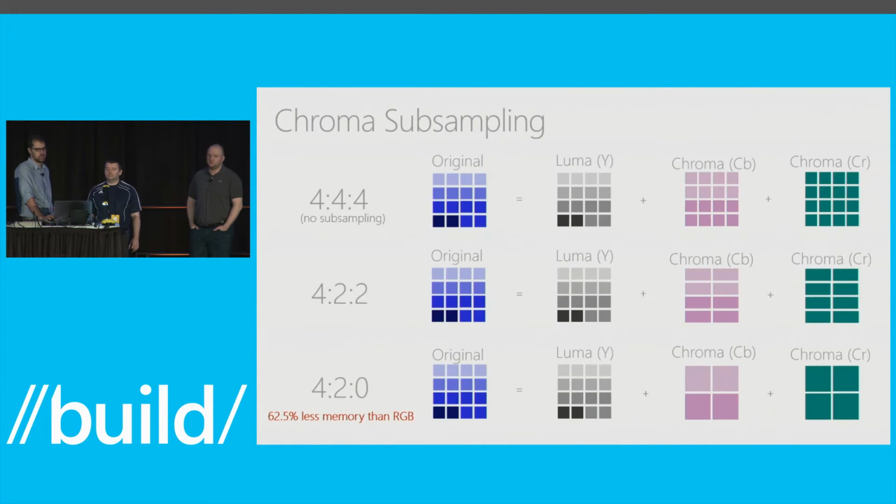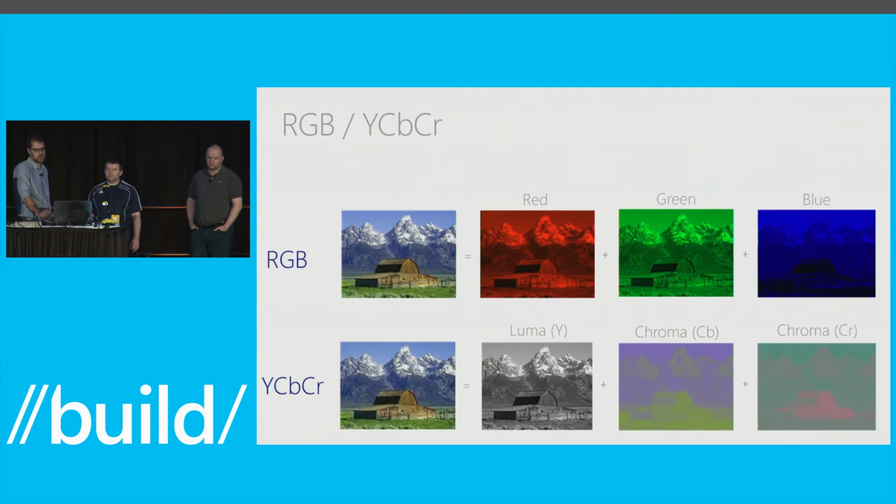But one of the cool things about JPEGs is that you don't have to have all the channels at the same resolution. Because your eye is a lot more sensitive to brightness, the luma over here, you want to store that at high resolution because that has a bunch of visual fidelity in it. But the two chroma channels you can actually store at much less, well, a quarter resolution.